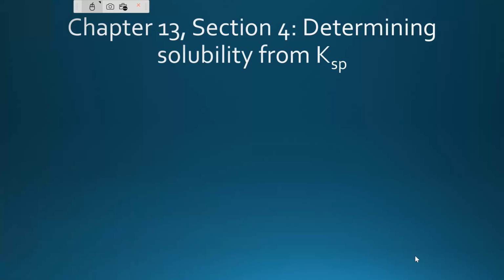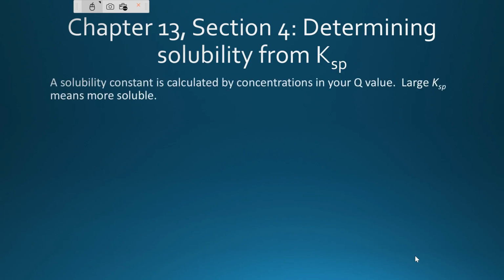We're in Unit 7, taking a look at Section 4 and using our Ksp values to figure out if something is going to be soluble when it is dissolved in some kind of solvent. Typically, it's going to be water. So, pretty simple. I think you guys are going to find this is not too bad.